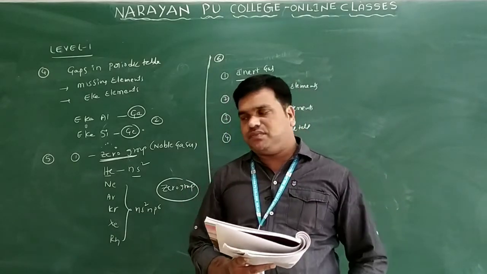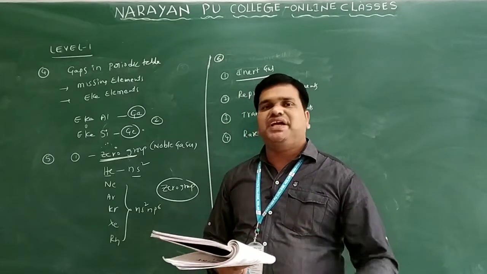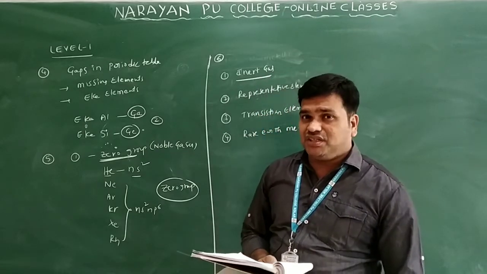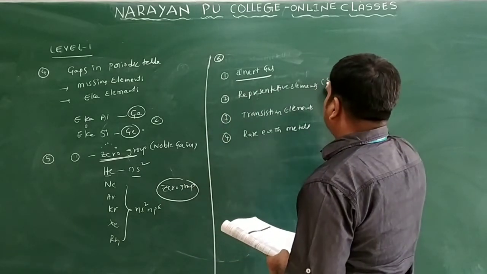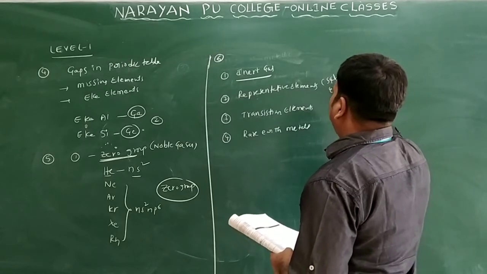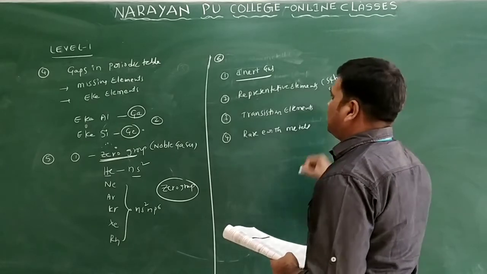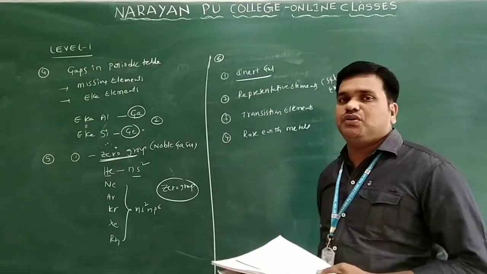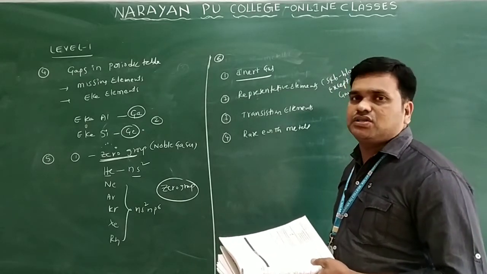So what is the question here? There is no similarity in both periods and groups for them, because some changes are there: changes in atomic size, ionization energy, or electronegativity. Come to the representative elements. What are they? S and P block elements except noble gases are called representative elements. In them, atomic size, ionization energy, and electronegativity also change.